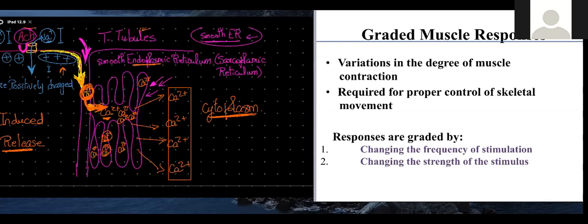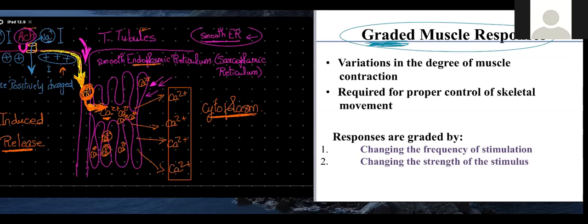So it's not all or none. It's not either you contract or you relax. You have a graded muscle contraction for your skeletal muscles. It's not all or none. You have different grades of the muscle contraction, graded muscle contraction.